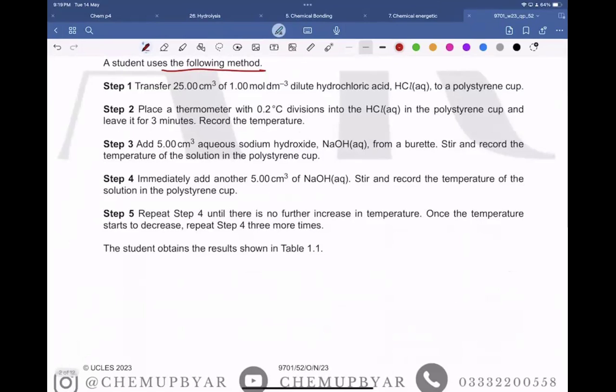Add 5 cm³ aqueous sodium hydroxide from a burette. Stir and record the temperature of the solution in the polystyrene cup.